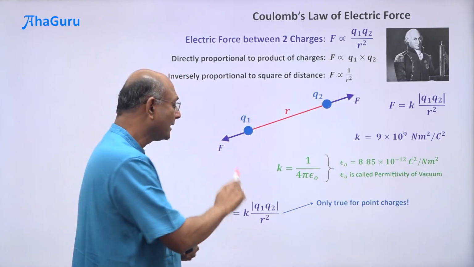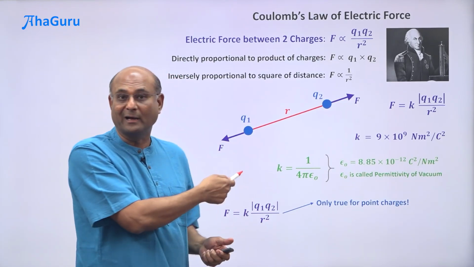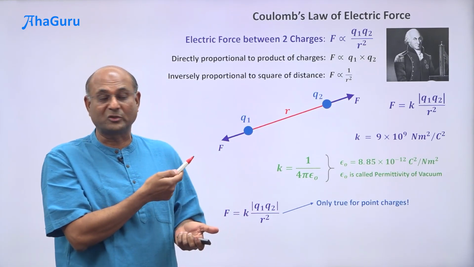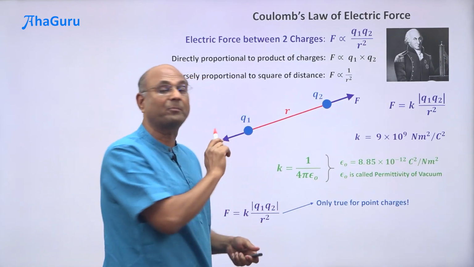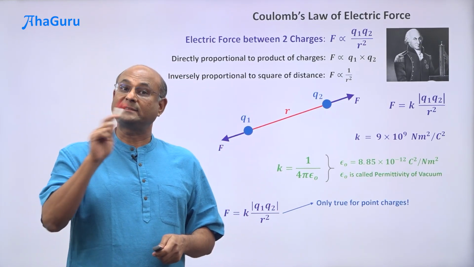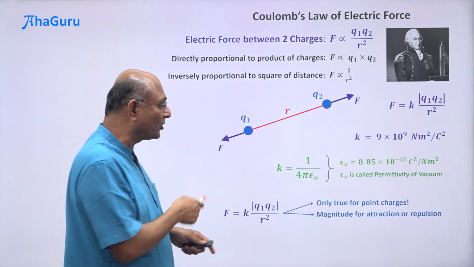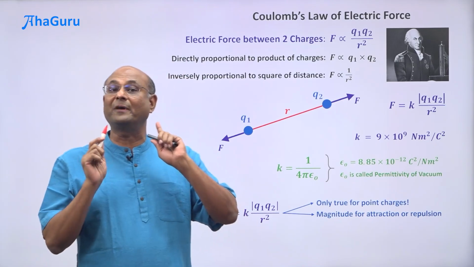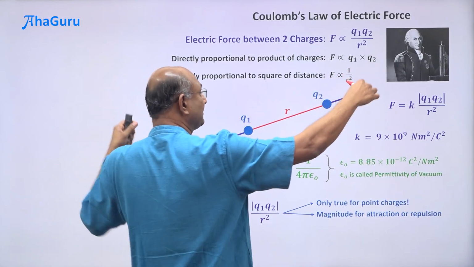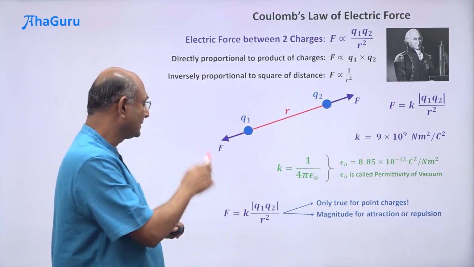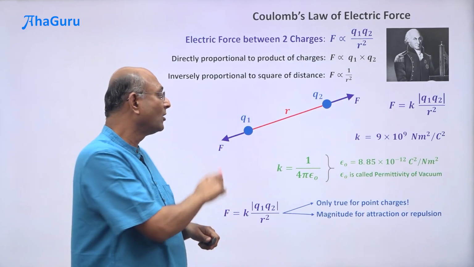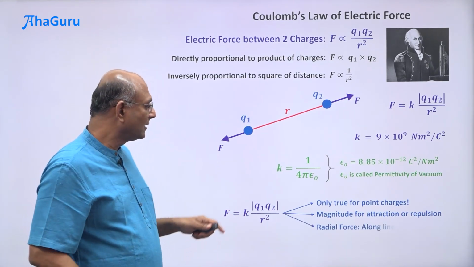But at this point, remember that Coulomb's formula, or Coulomb's law, is only true for point charges. The second thing you have to remember is that this tells us the magnitude of the force, whether the force is repulsive or attractive. This is the force formula for both cases.